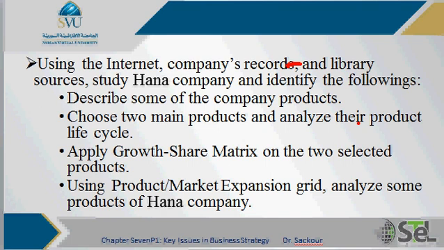Choose two main products and analyze their product life cycle. Make a life cycle of some of the products. Apply the Growth Share matrix on the two selected products. Then, using the product market expansion grid, analyze some products of the Hana company, and the matrix on the previous two selected products.